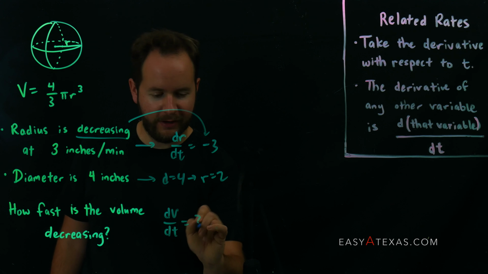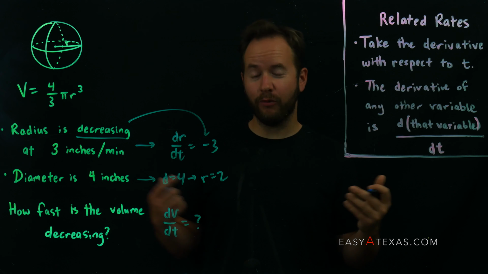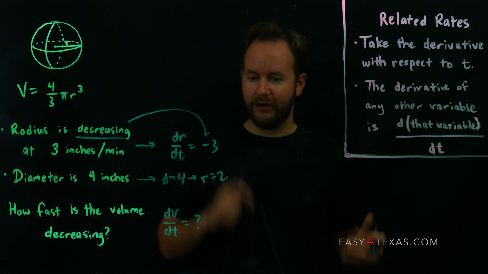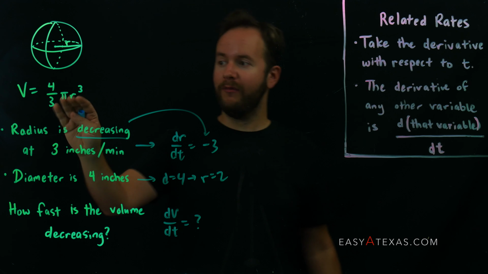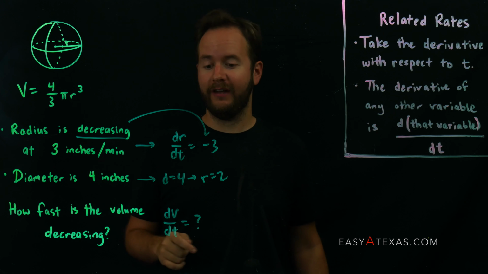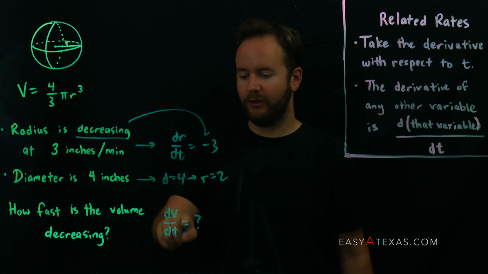With that in mind, I'm trying to figure out how fast the volume is decreasing. So I'm trying to find dV/dt. Notice I've said that equals question mark because I don't know what it is, but I'm trying to find it. Equipped with these new values, we're going to take the derivative of this equation with respect to time, plug these things in accordingly, and then solve for dV/dt.